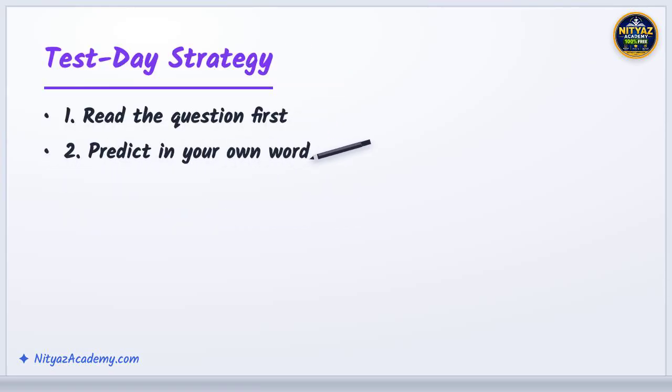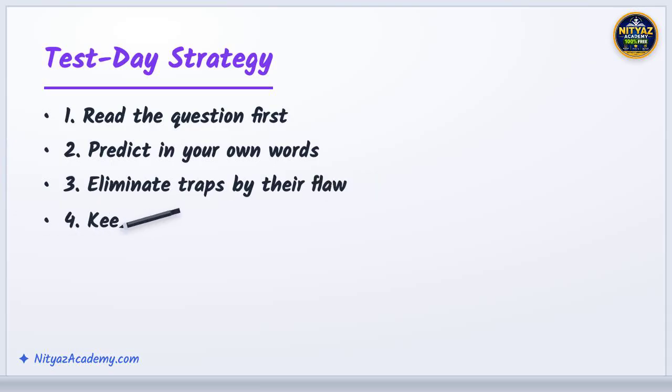Here's everything in one plan. 1. Read the question before the passage. 2. Predict the answer in your own words. 3. Eliminate trap answers by naming their flaw. 4. Keep a steady pace and never leave a blank. You've now covered all 5 reading and writing skills, so practice these steps until they're second nature.